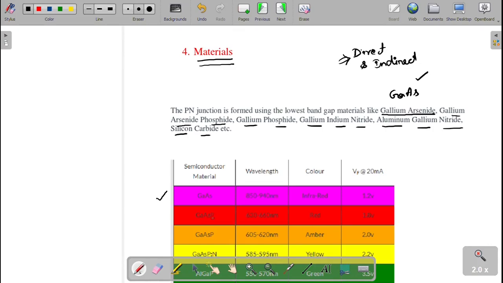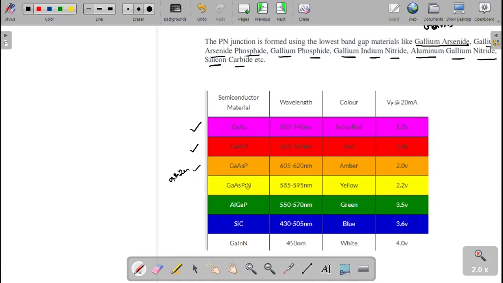Gallium arsenide phosphide for red, gallium arsenide phosphide for amber. So the color also they mentioned here. Gallium arsenide phosphide nitride for yellow color, aluminum gallium phosphide for green color, silicon carbide for blue color, gallium indium nitride for white color. So different materials or different combinations of materials are used to produce the different colors of the LED. Color is related to the wavelength, so the wavelength of the colors is also mentioned here.